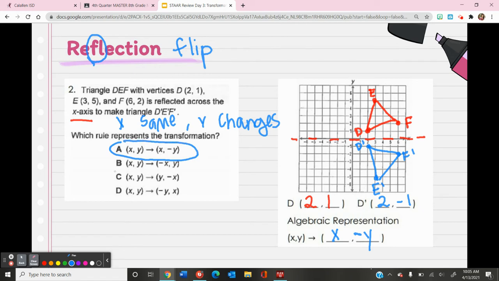You could have automatically eliminated C and D because these are examples of a rotation.